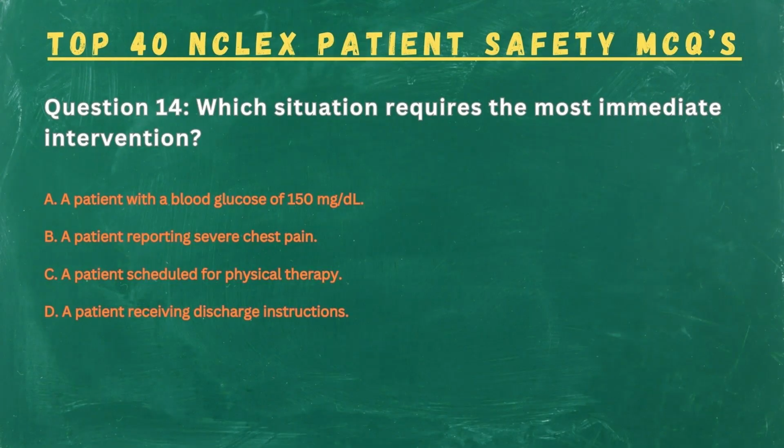Question 14. Which situation requires the most immediate intervention? A. A patient with a blood glucose of 150 milligrams per deciliter. B. A patient reporting severe chest pain. C. A patient scheduled for physical therapy.